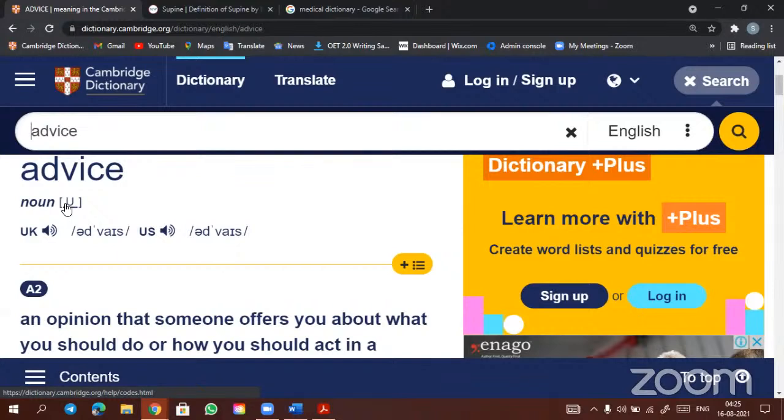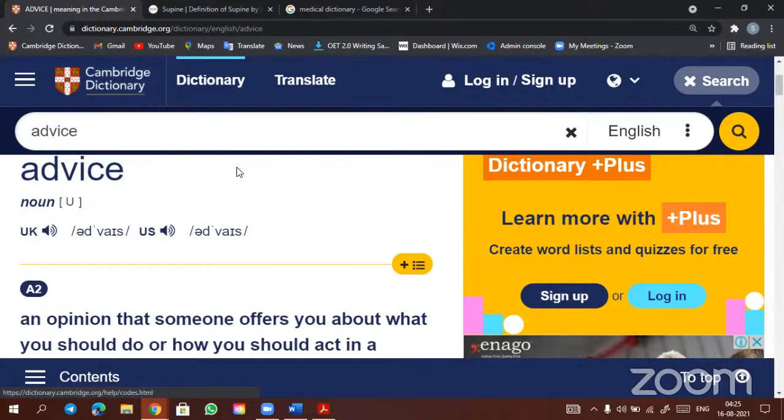Past tense, you cannot make a noun into past tense. Only verbs can be made past tense. For example, play is a verb: played, past tense. But play is also a noun. If it is a noun, you cannot add -ed. For the noun, only the plural will be there: play and plays.